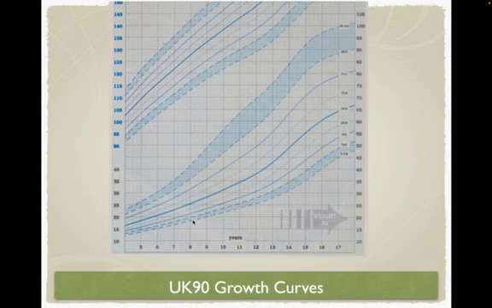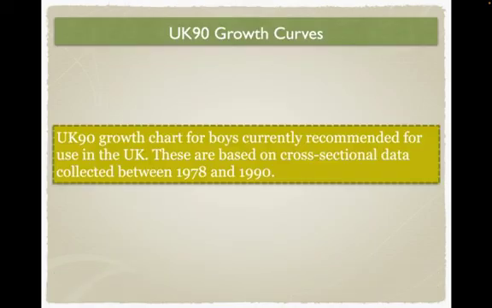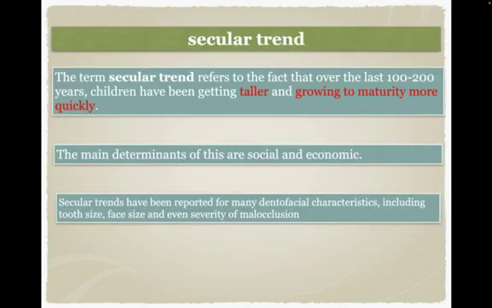What we are trying to say is that it depends on the percentile. If the kid is on the 50th percentile, it means that his weight is the same as 50% of the population. If it is 75, it means that he is heavier than 75% of the population, and 25% of the population is heavier than him. That's what we mean by this percentile curve. Now this is called the UK90 growth curve, and this data is derived from a cross-sectional study collected between the years 1978 and 1992.